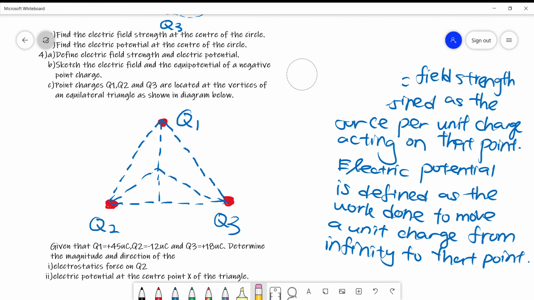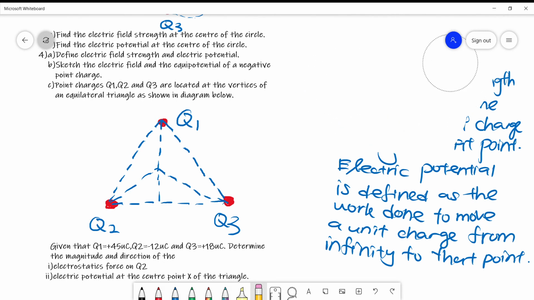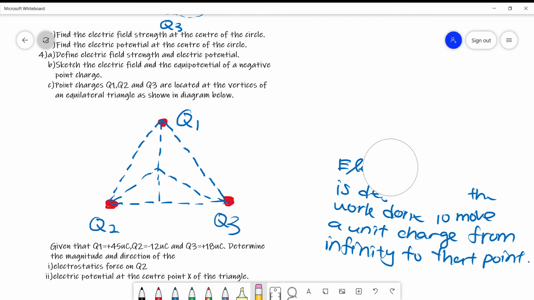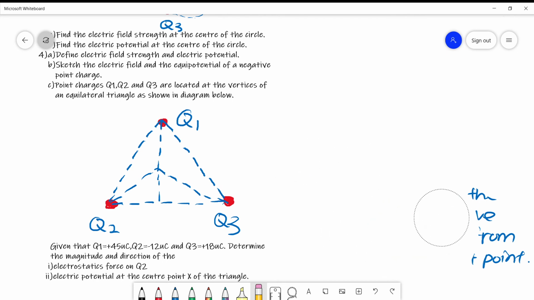Okay, so let us proceed to part B. Alright, so this is part B. Sketch the electric field and the equipotential of a negative point charge. So this is a negative point charge.